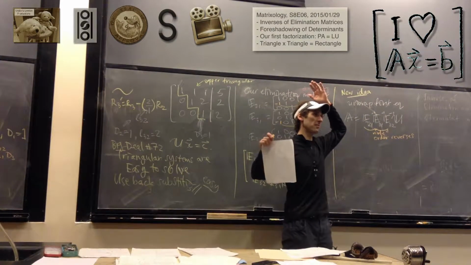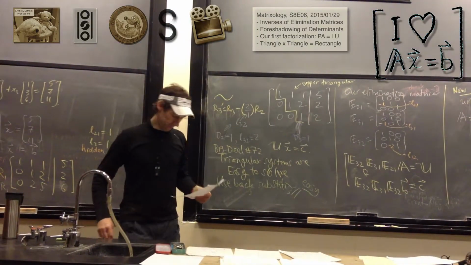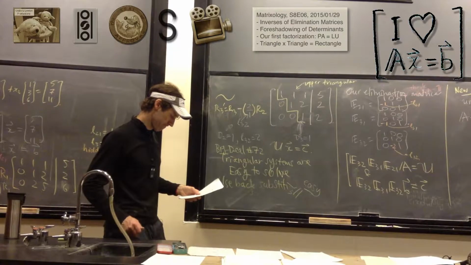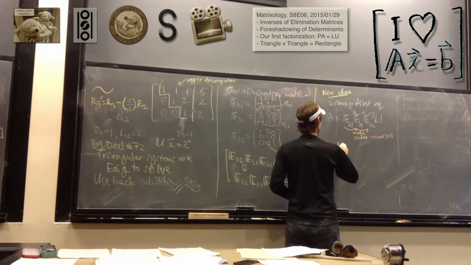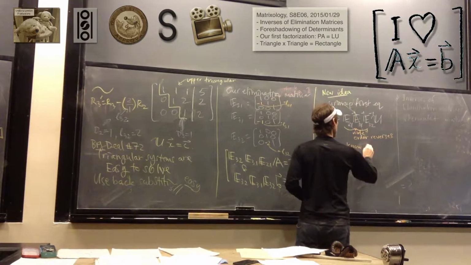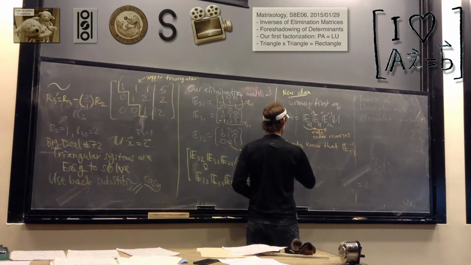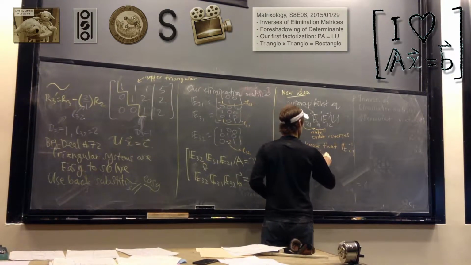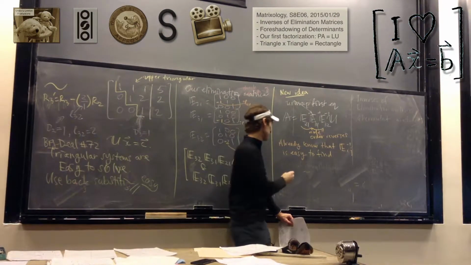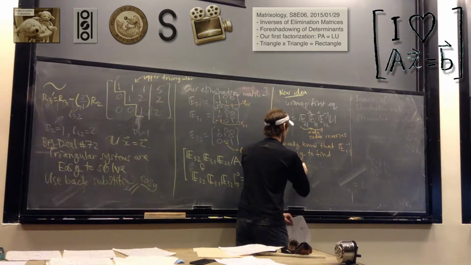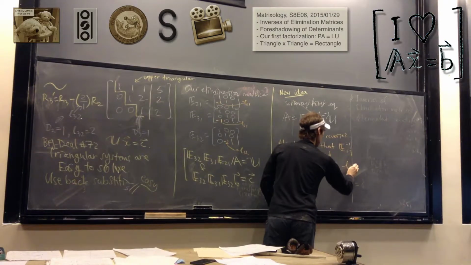I mean, that's not obvious that that's going to be anything good. So sad. But we do know one thing already: that the E to the minus 1 is easy to find. That was the thing we did at the start. We just swapped the sign of the off-diagonal element, the minus Lij element.